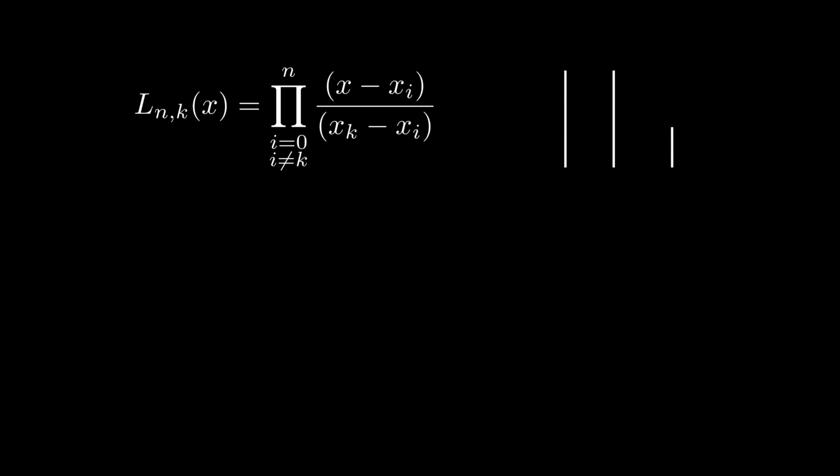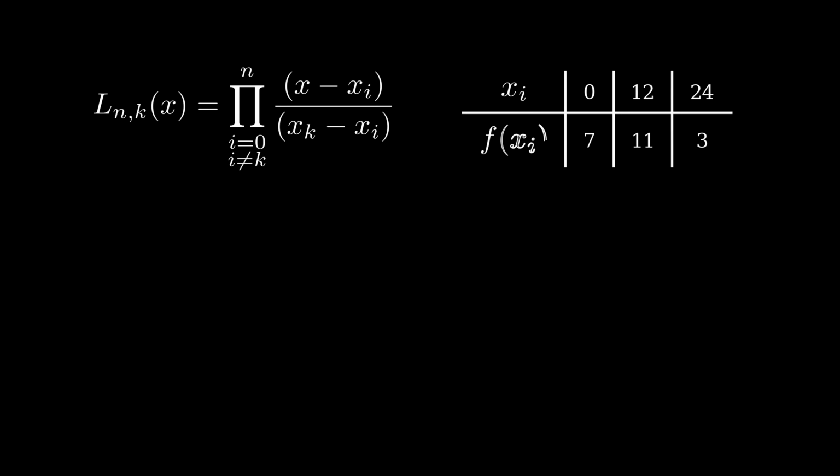To start, we must first create n+1 Lagrange basis polynomials. For each x sub k in our set of data points, we multiply times x minus x sub i, where x sub i is every x in the set which is not x sub k, and we divide this by x sub k minus x sub i, where again x sub i is every x in the set other than x sub k.